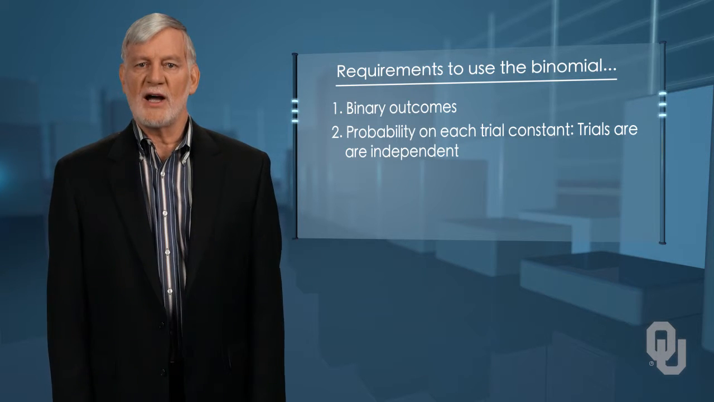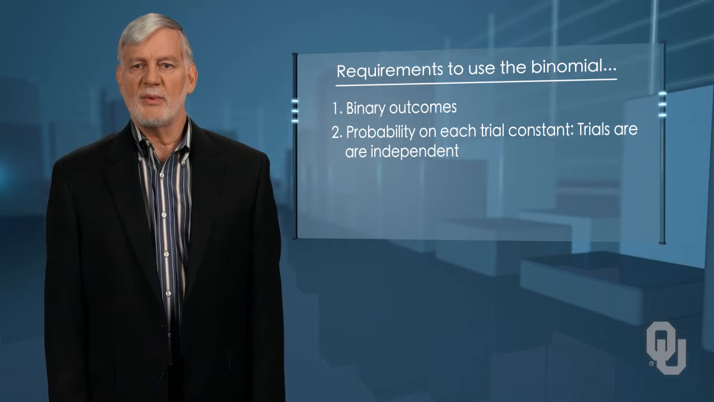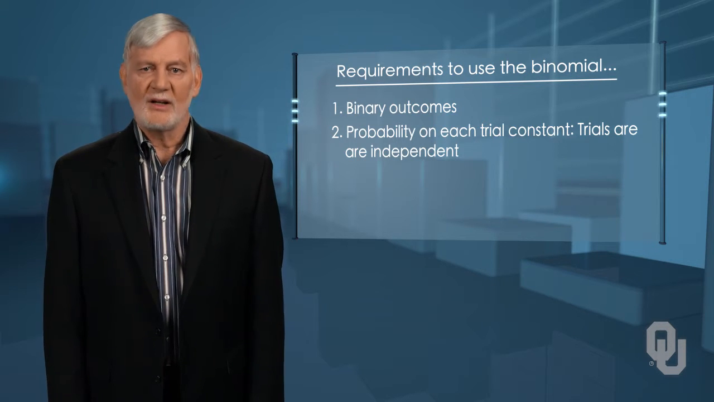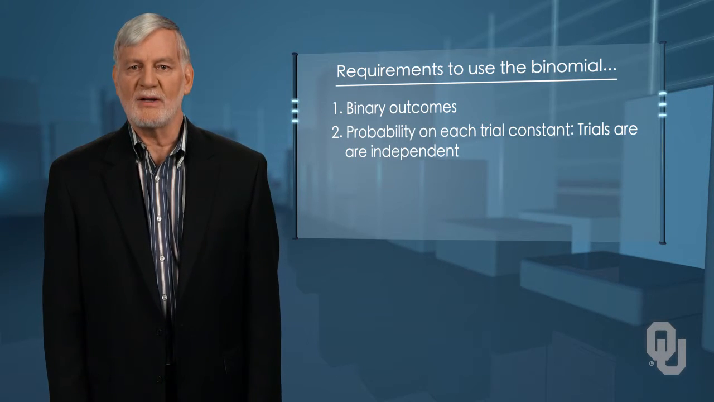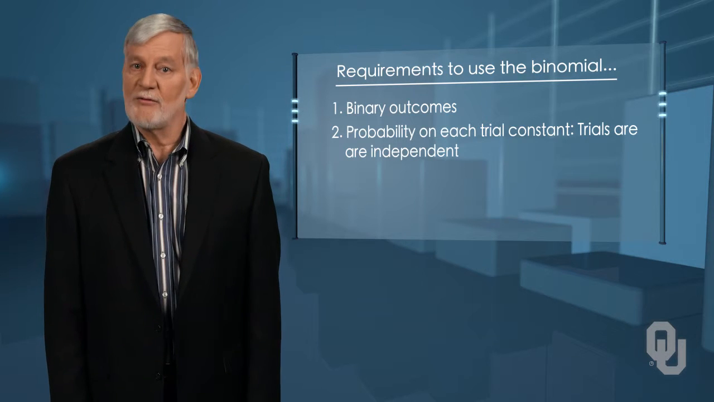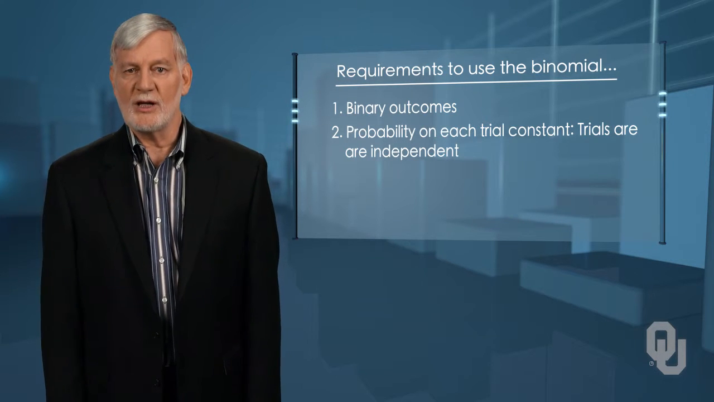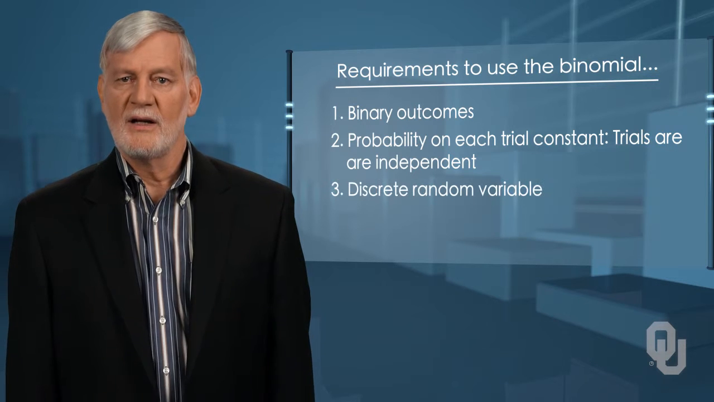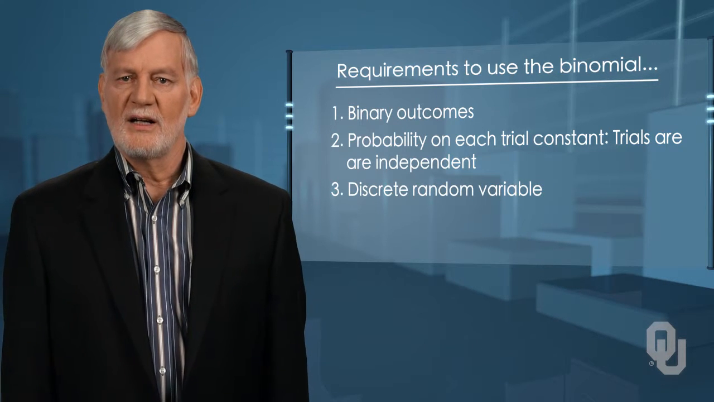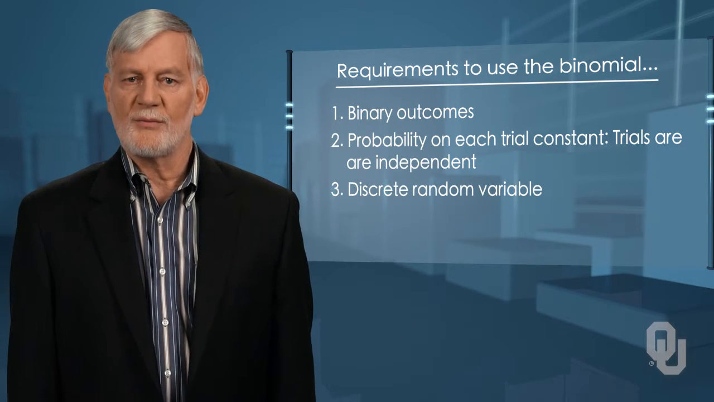Number 2, the probability of a success in any one trial must be the same from trial to trial, or in other words, the outcomes of each trial must be independent. Flipping a coin is a binomial process because the probability of getting a head in one flip does not depend upon what has happened in previous flips and will have no effect on what happens in future flips. Number 3, the random variable must be discrete, meaning measured in whole numbers.